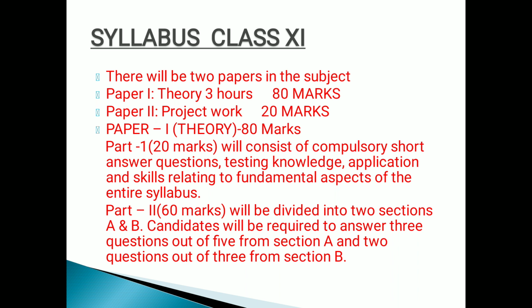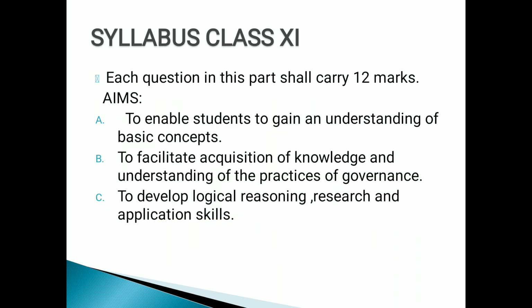Paper 1 carries 80 marks divided into 20 and 60 marks. Clear? Then syllabus, then next in continuation, each question in this part shall carry 12 marks. And the aim, I already explained to you what the aim is. Obviously you need to understand the basic concepts of political science, then you need to understand the implementation of government at the top level, right?